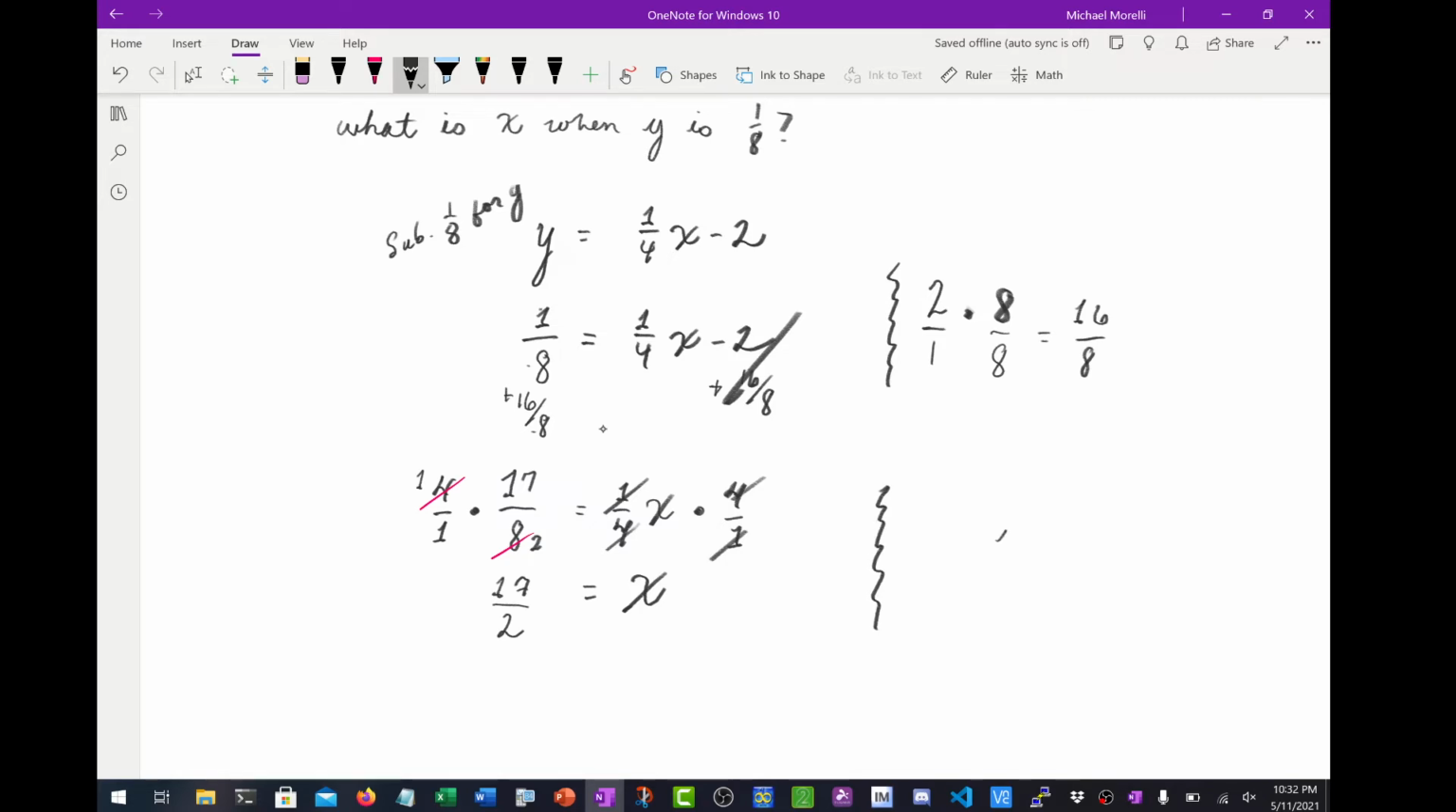Okay, 17 divided by 2. 2 goes into 17 8 times, and that's going to be 16 with the remainder of 1. Remember, put a dot, drop down a 0. And then 2 goes into 10 5 times. So 17/2 is equal to 8.5.